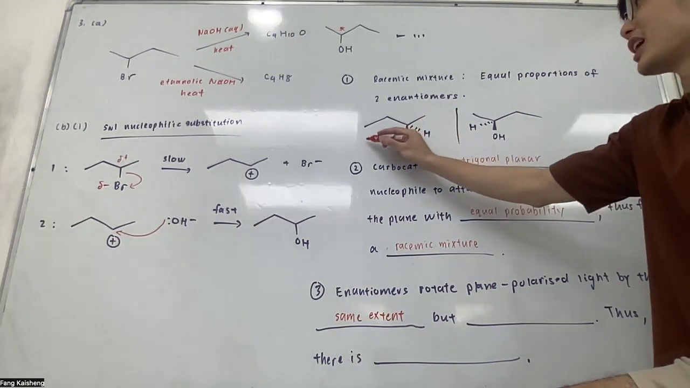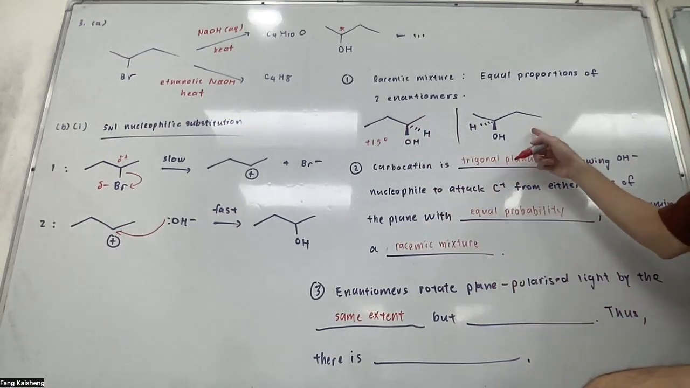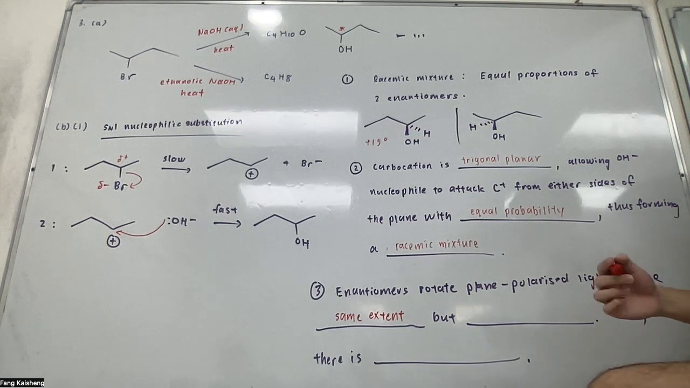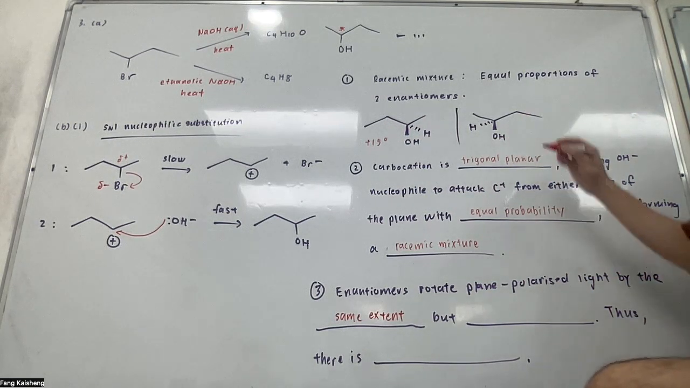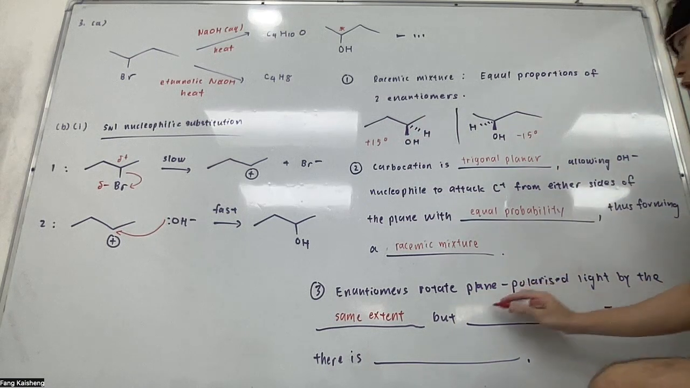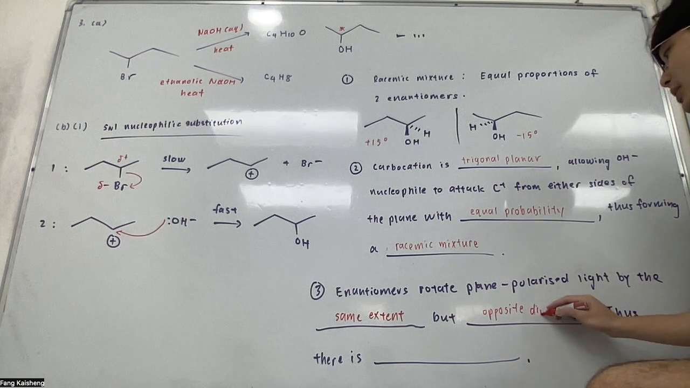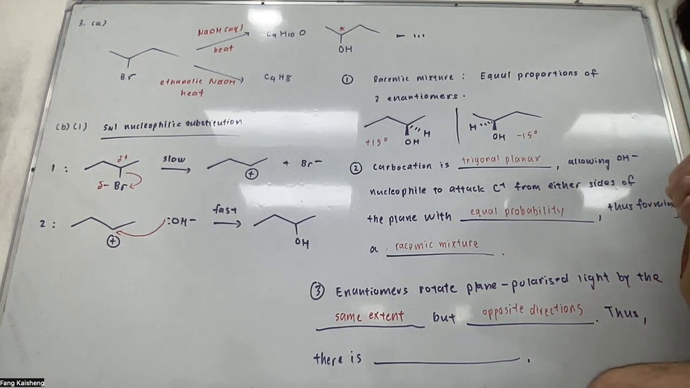This normal image can rotate plane polarized light by 15 degrees. That means this one will rotate by how many degrees? Also 15, because same extent, right? But because it's a mirror image, it's negative 15. It's actually in the opposite direction. So take note, this is the relationship between the enantiomers. They rotate by the same magnitude, but in opposite directions.